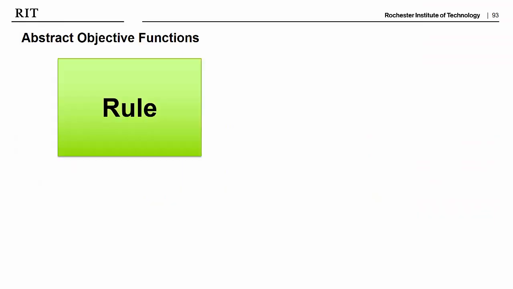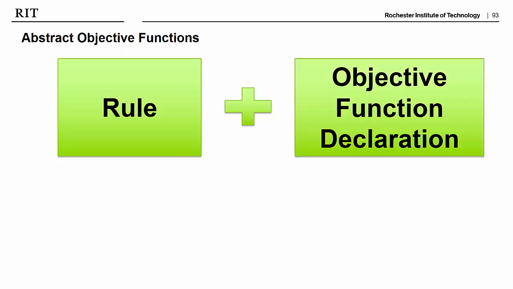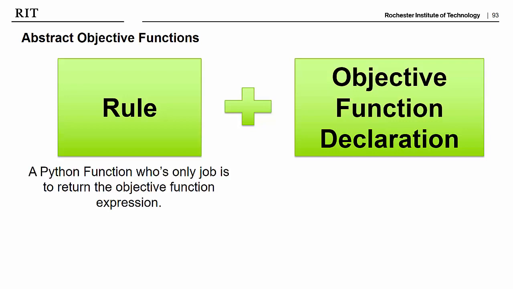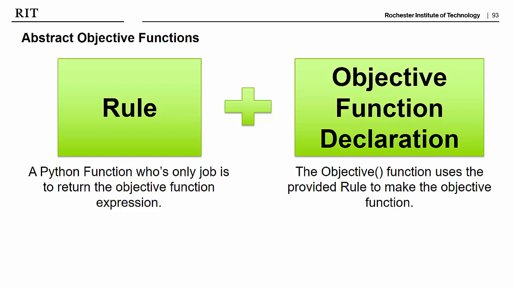Now, like constraints in Pyomo, objective functions in abstract models have two parts. The first part is the rule, and the second part is using that rule in our objective function declaration. What our rule does is it provides the expression on how to calculate our objective function, and it's a Python function. Then our objective function declaration basically says, hey, when you're making my objective function, use this rule over here to make the expression.